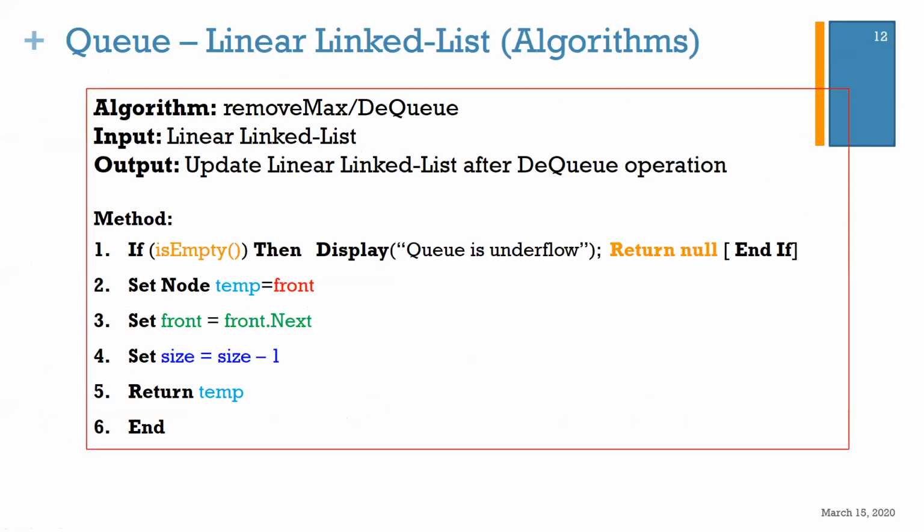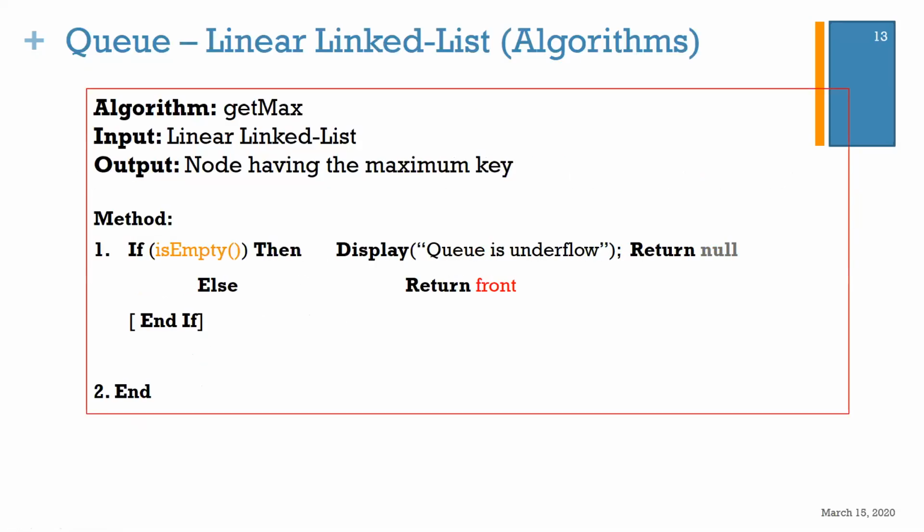To remove from the sorted list, we directly remove from the front. But first we check for queue underflow by isEmpty. If it's not empty, we keep the current front in a temp variable, then update the front to front.next, and decrement the size by 1. Finally, we return the front value, which is the highest priority in the priority queue.